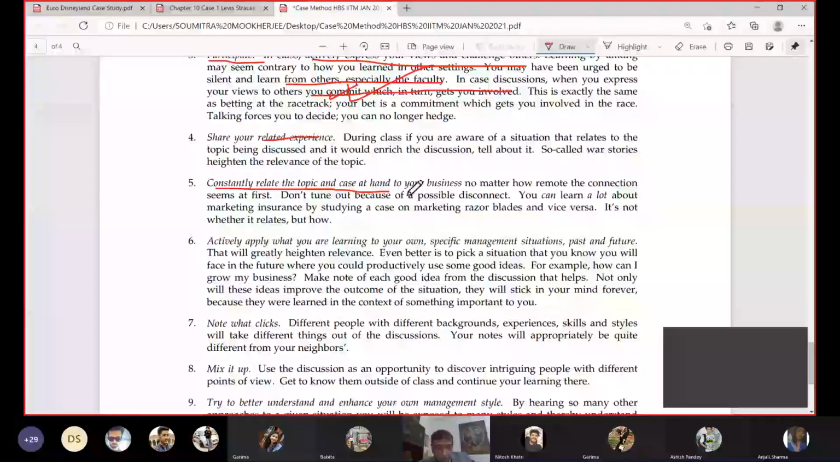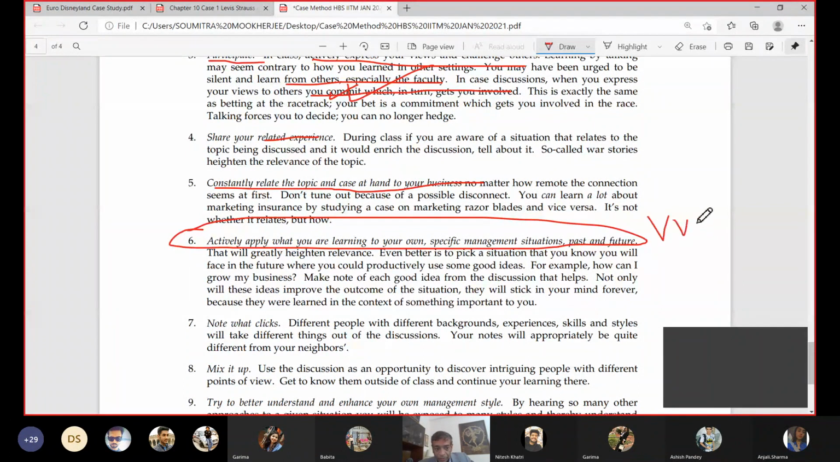Relate the topic to what you've learned. This is important. I put it down here. Very, very important. Actively apply what you're learning as far as management is concerned. Like, for example, you're learning in business, how can I grow my business? Look at the case and say what the organization could have done to grow its business. Prepare, discuss, participate, present your thoughts.